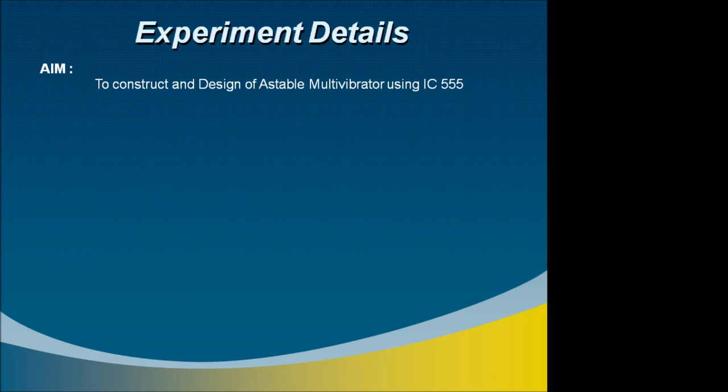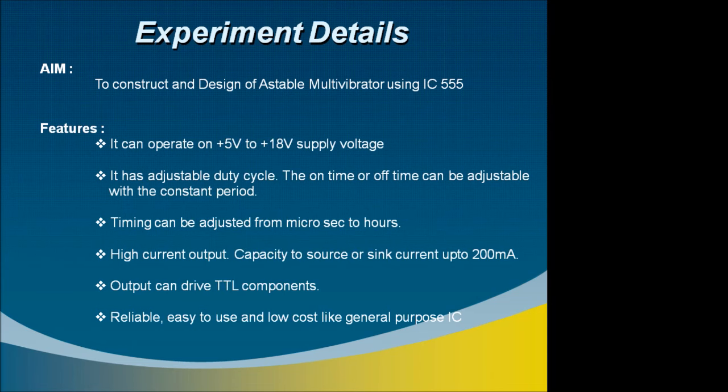Features: it can operate on a 5 volt to 18 volt supply voltage. It has an adjustable duty cycle. The on time or off time can be adjustable with a constant time period. Timing can be adjusted from microseconds to hours. High current output, with the capacity to source or sink current up to 200 milliamps. Output can drive TTL components. It is reliable, easy to use, and low cost like a general purpose IC.